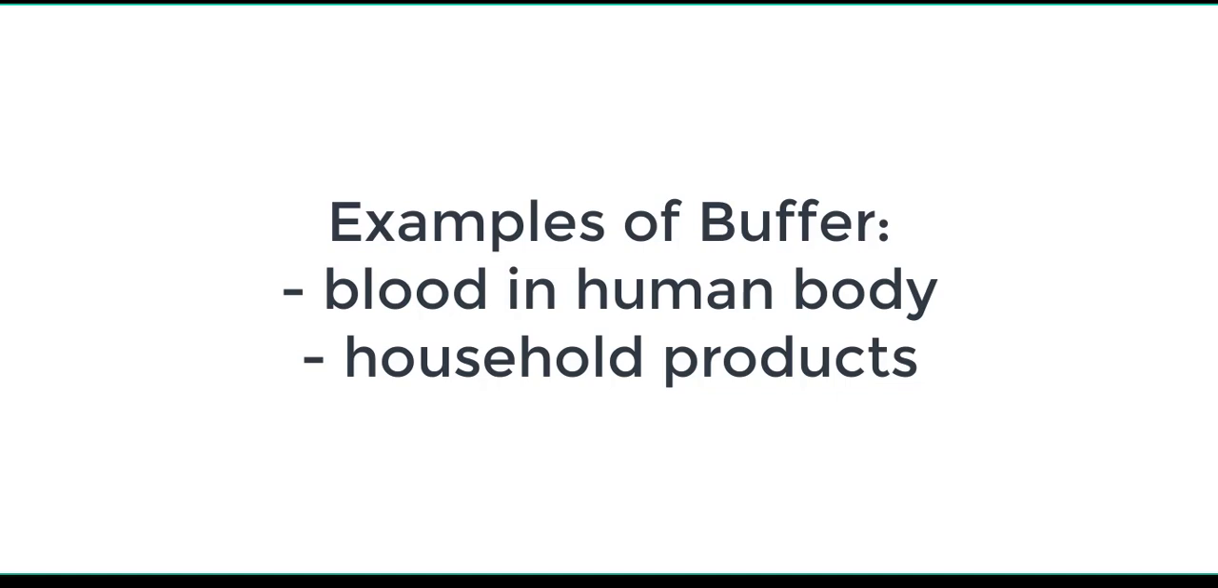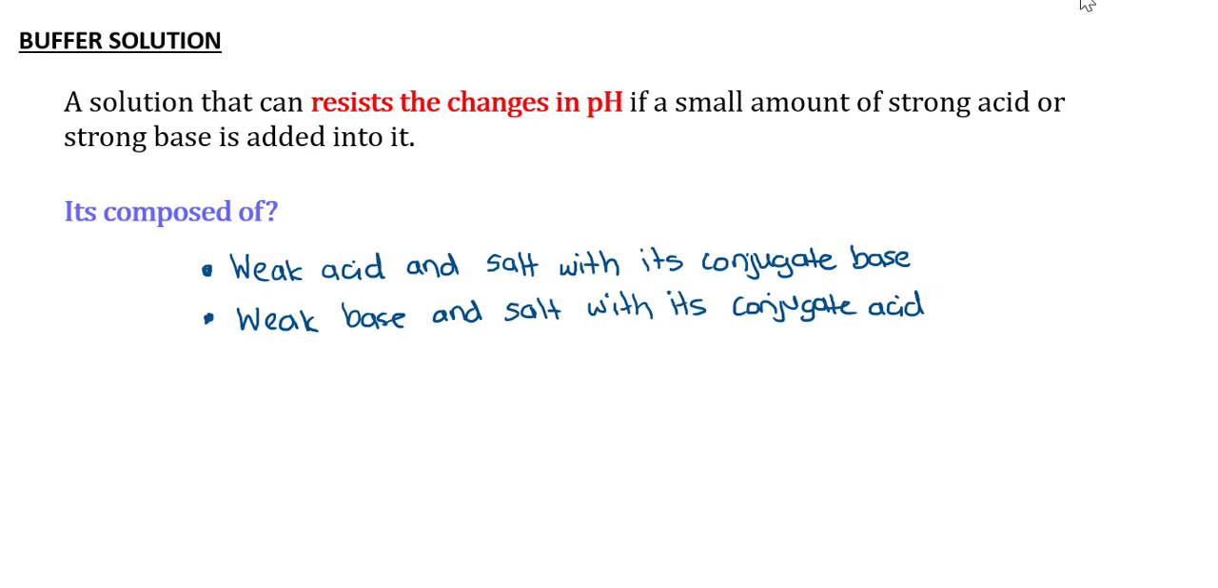Examples of buffers are blood, which contains a bicarbonate buffer system, and also many household products. For example, adult shampoos are buffered to prevent skin irritation by components like sodium hydroxide. In order to maintain the pH range effectively, a buffer must consist of a weak conjugate acid-base pair, meaning either a weak acid and a salt with its conjugate base, or a weak base and a salt with its conjugate acid.